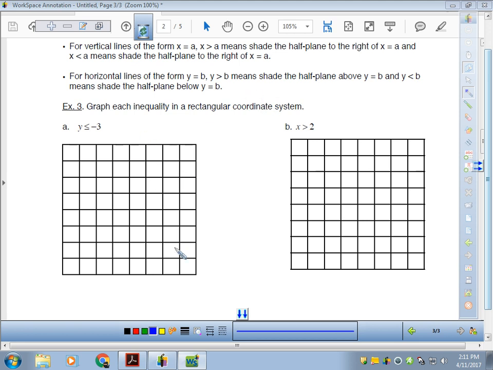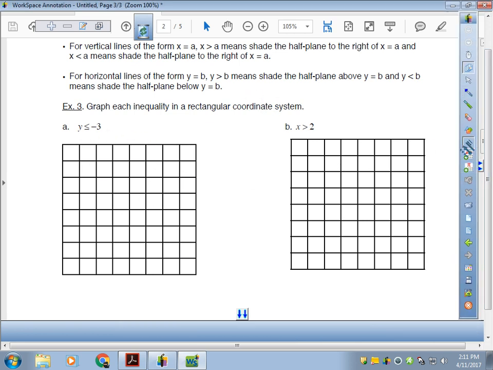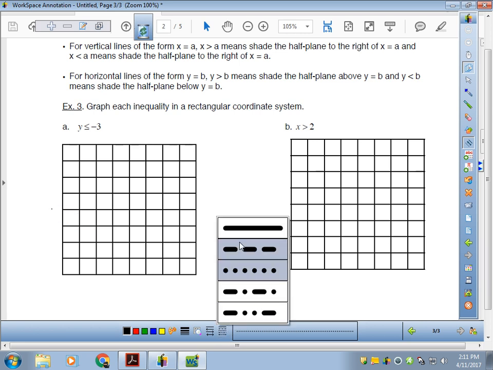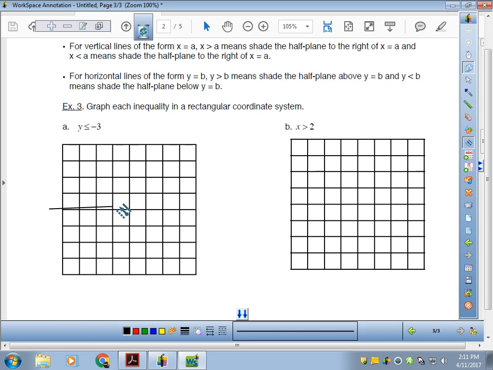And just so you can see it, we have some more inequalities here. I'm going to set up my grid first. Turn this back to solid. Okay, so here's my coordinate system on both of these.